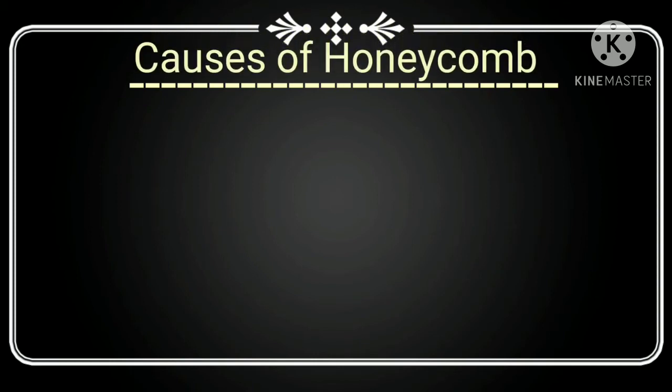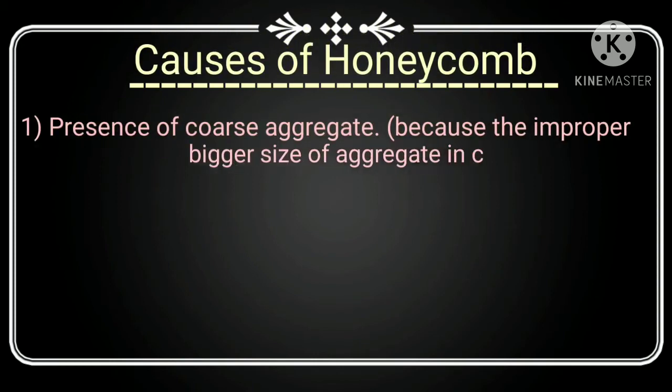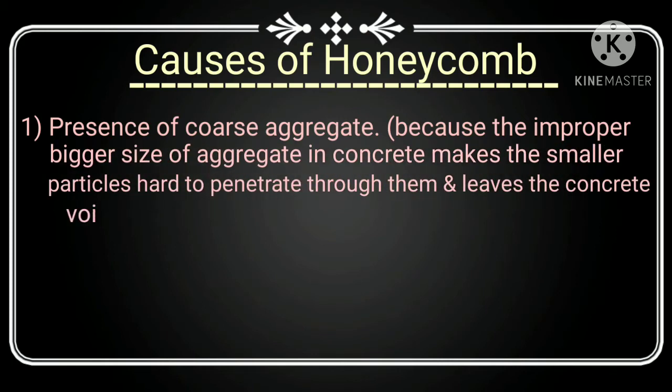Now we are discussing the causes of honeycombing. First is presence of coarse aggregate. Using an improper, bigger size of aggregate in concrete makes it hard for the smaller particles to penetrate through them and leaves the concrete with voids. So presence of coarse aggregate leads to honeycombing.